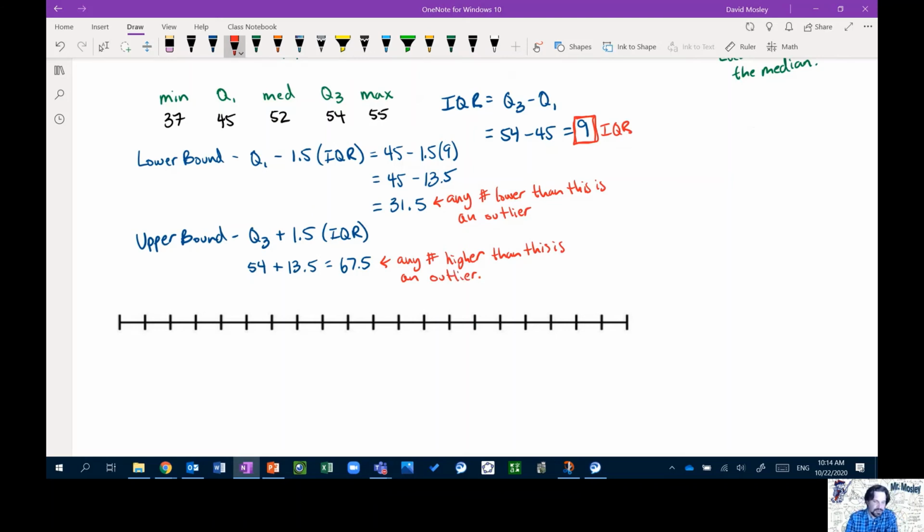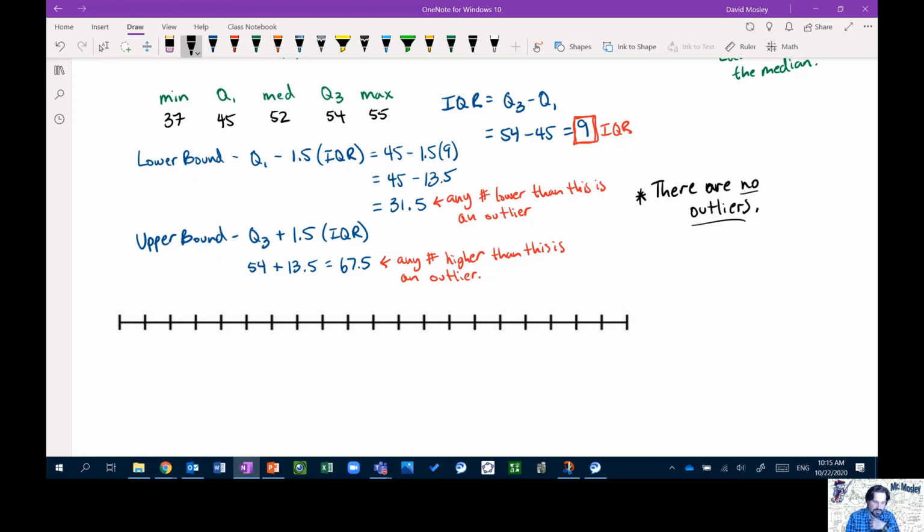All right. So we've identified where possible outliers are based on our data. We have no numbers less than 31.5. Our minimum is 37. And we have no numbers greater than 67.5 because our max is 55. This means that there are no outliers. No outliers based on our 1.5 times IQR rule.